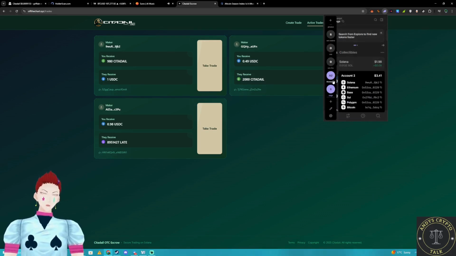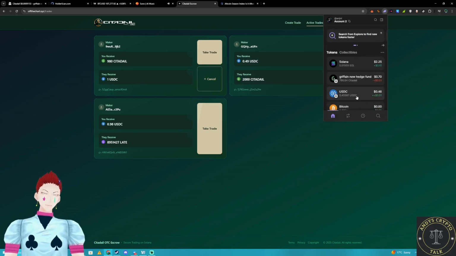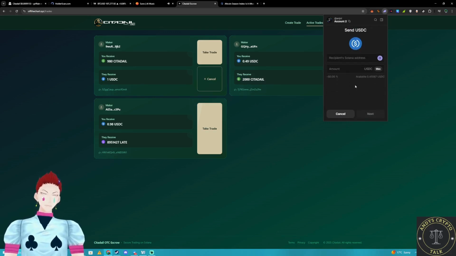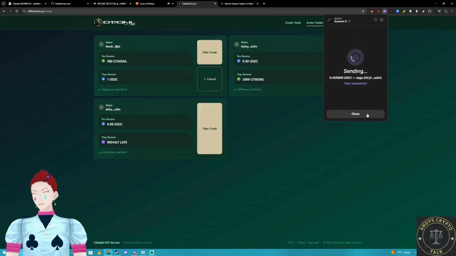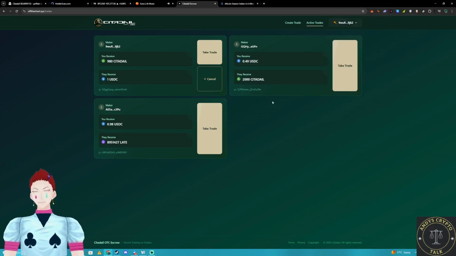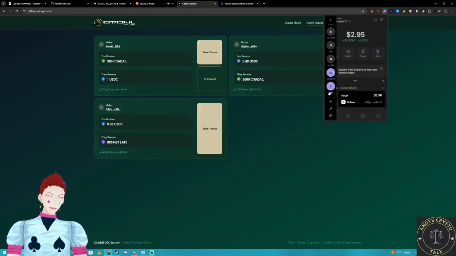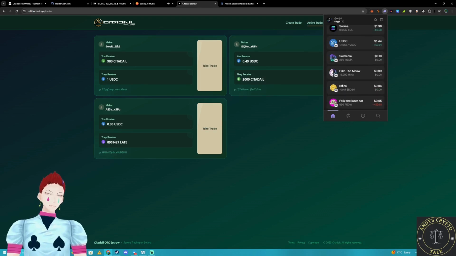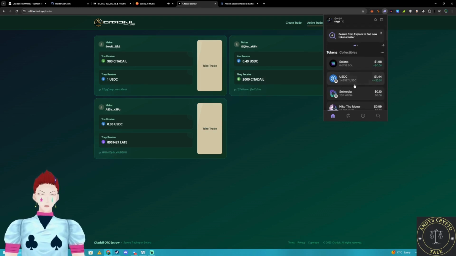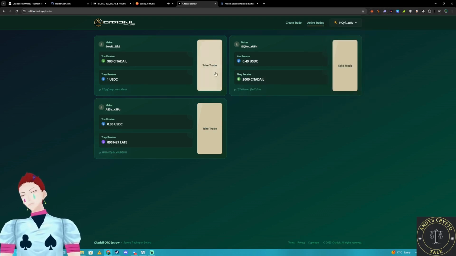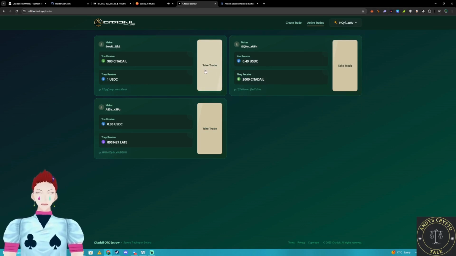So I'm just going to have to quickly transfer that over. Let's trade that to Saga and send that over, just so I can show you guys here that I can take the trade now as the counterparty. There we go. So we got 1 USDC here. We can then take this trade as the counterparty.